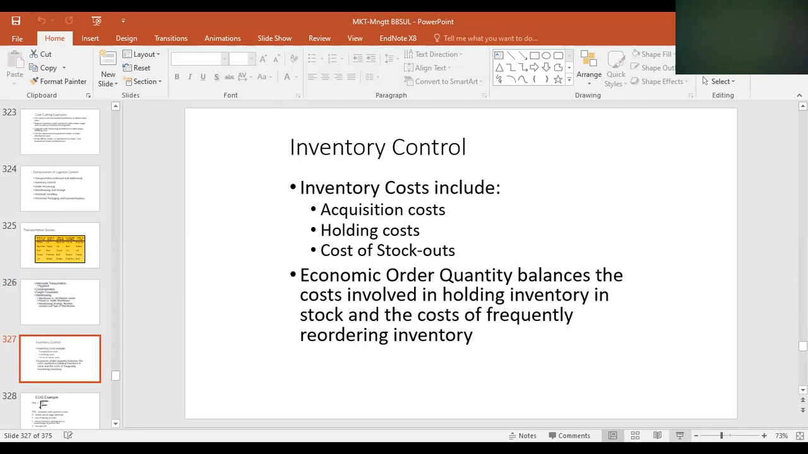Cost of stock outs: how much stock you have to maintain in your warehouse, how much stock is out and how much is in, how much is coming from the factory, and how much you are selling outside. So this is cost of stock out. Economical order quantity balance: how much quantity should we send to the distributor or selling retailer? How much raw material should we receive from the supplier? In that way, we control the cost.